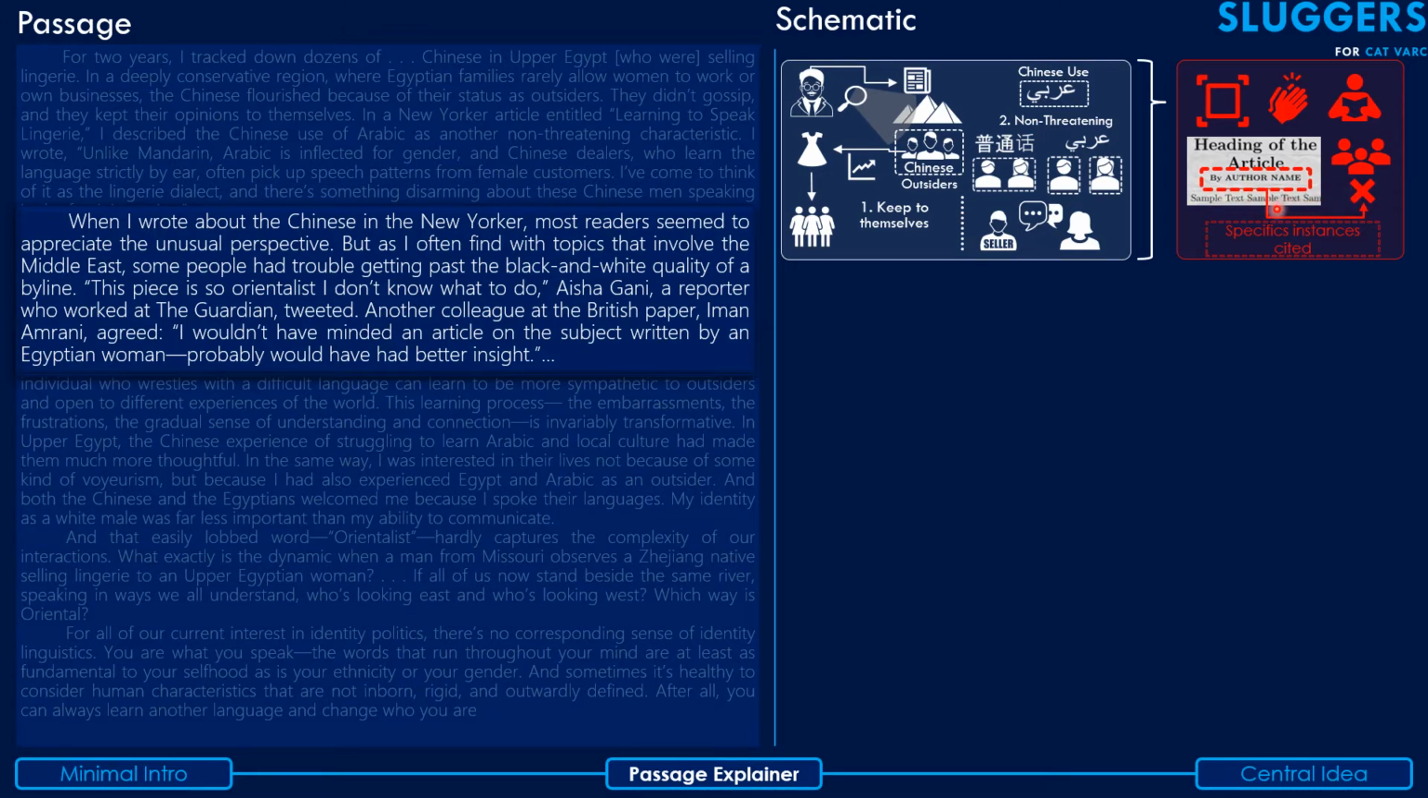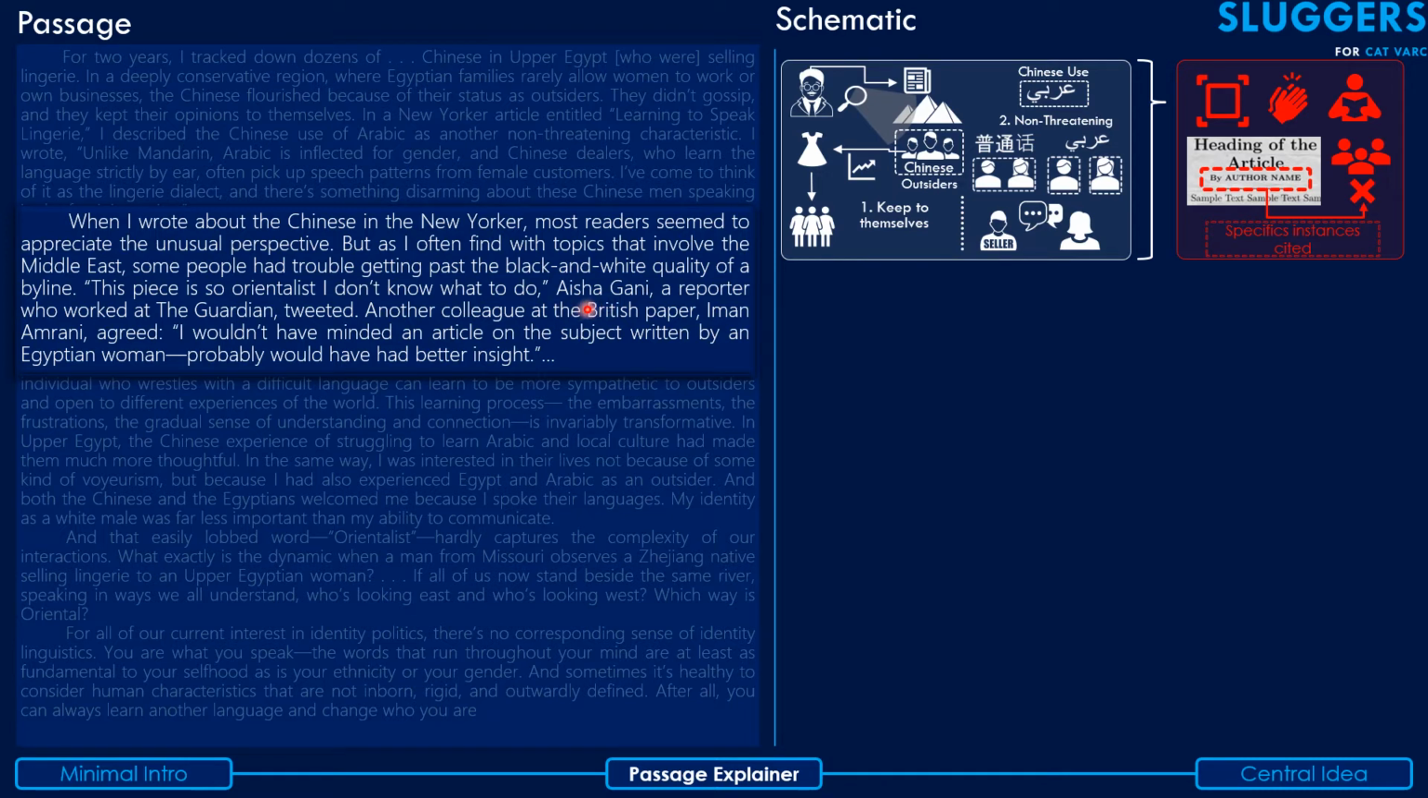So that's the byline. And so when he says that some people had trouble getting past the black and white quality of a byline, he basically means that some people had expressed some concern in terms of the identity of the author who had written this, right? And as we'll come to know, they seem to mention the gender and racial identity of the author. But that's something that we'll talk about in the later part of the passage. For now, we can just note that the negative reviews were mainly relating to the authorship of the article, right? And then he gives the specific instances of each of these negative reviews.